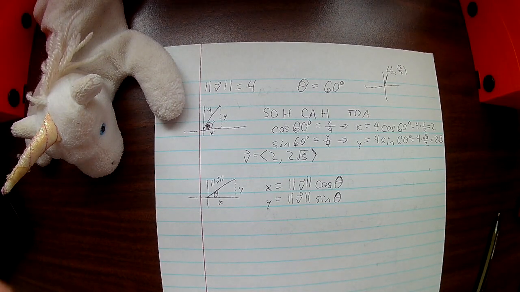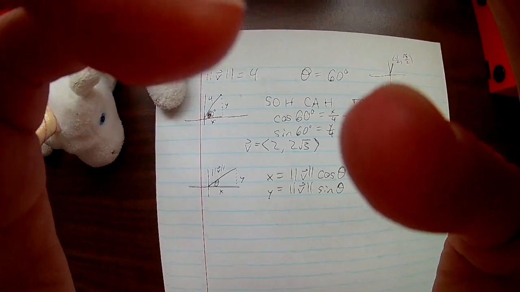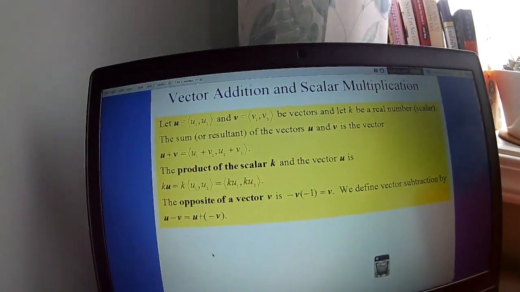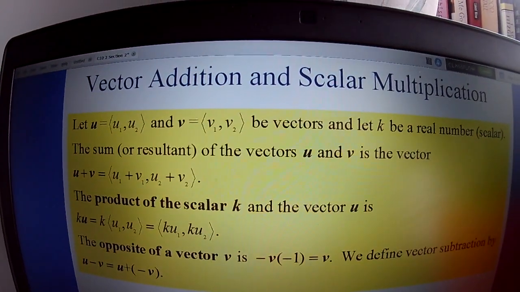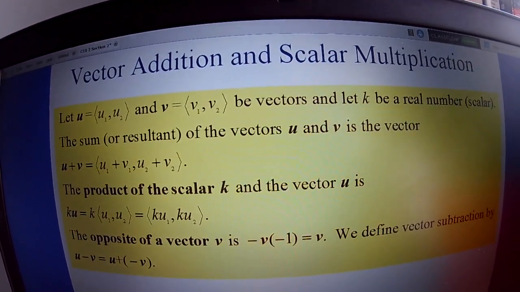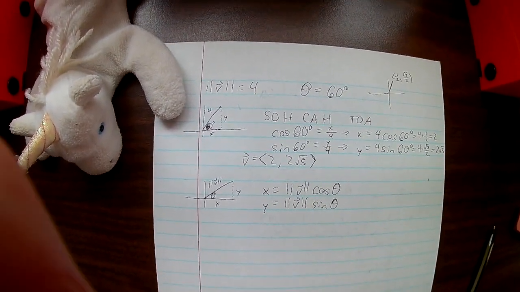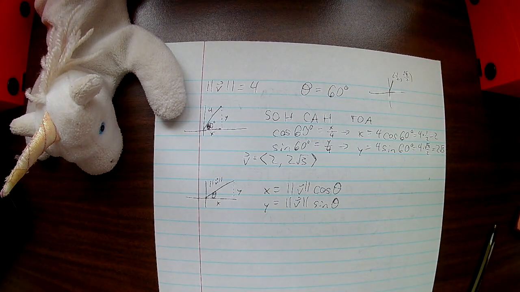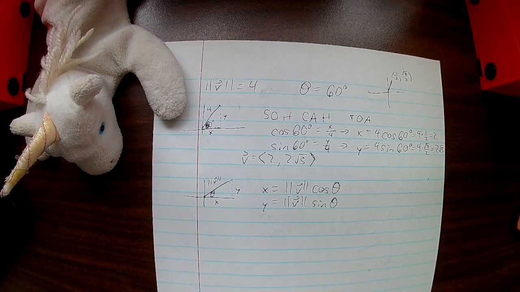Vector addition and scalar multiplication. It's all stuff that you've seen before. For the first time during this video, I'm going to go over to my computer. So we're over here: vector addition and scalar multiplication. If you want to, you can pause the video and write that down. Basically, to add two vectors together, you add the horizontal components, you add the vertical components, and then you have the sum vector. To multiply a vector by a scalar, you multiply each component by that scalar, and the opposite of a vector is just the opposite of each component.